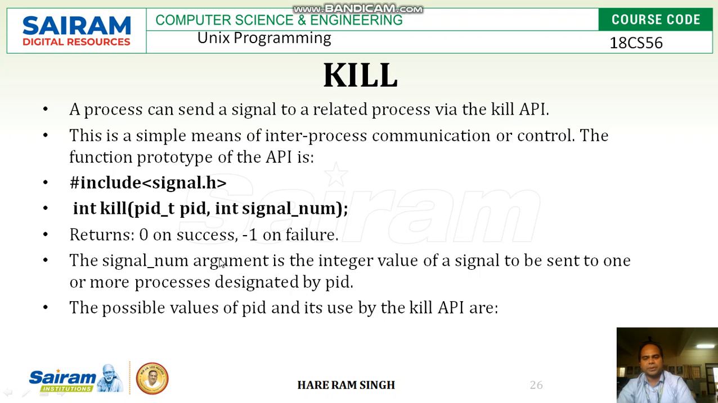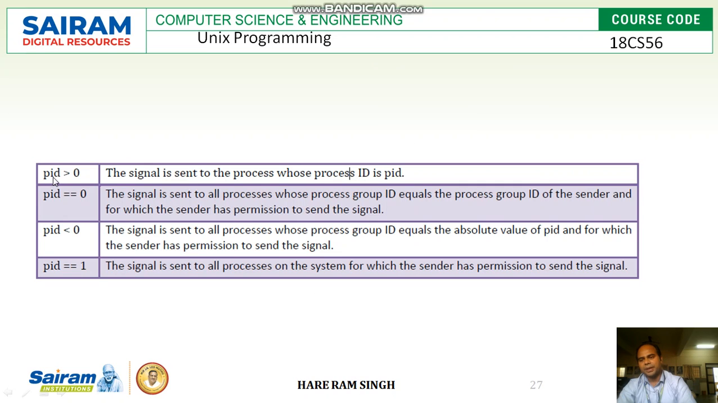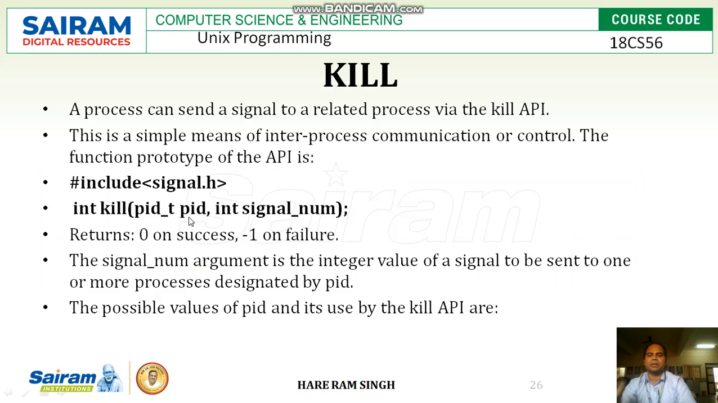The possible values of pid and their use by the kill API are as follows. If pid is greater than 0, then the signal is sent to the process whose process ID is pid. If the pid mentioned is greater than 0, like 2, 3, 4, 5, then the signal will be sent to the process whose PID value is pid.